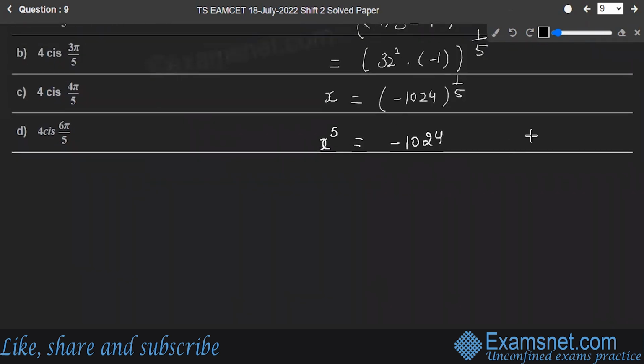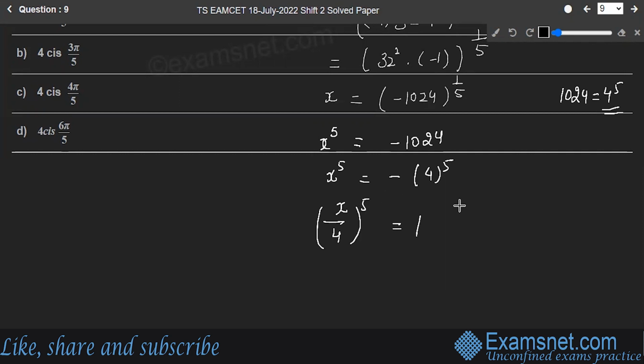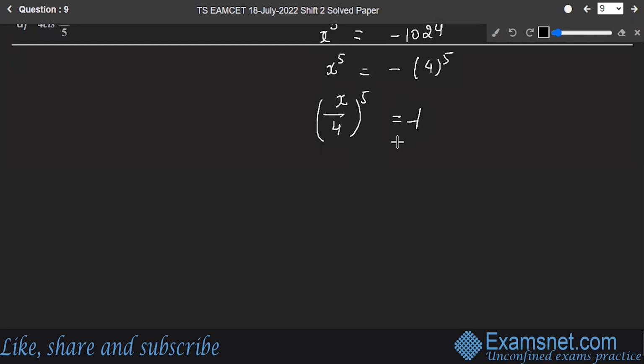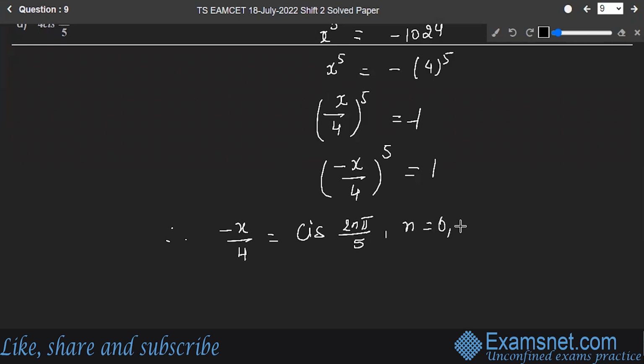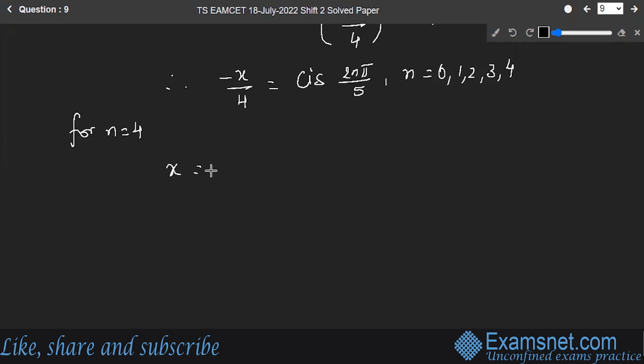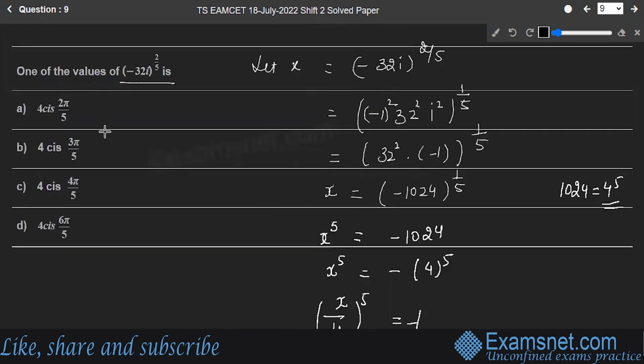Okay. And 1024, this also can be written as, if I'm taking to the powers of 5, this is 4 raised to power 5. So x raised to power 5 is equal to minus 4 raised to power 5, which will give you x upon 4 raised to power 5 is equal to minus 1, sorry. So let's take 1 on this side. You can say minus x by 4 raised to power 5 is equal to 1. Now, therefore, minus x upon 4 is equal to cis 2n pi upon 5, where n is equal to 0, 1, 2, 3, and 4. Now, for n is equal to 4, x is equal to minus 4 cis 8 pi upon 5, which is equal to 4 cis 3 pi by 5, right? Let's check with the options. Here is option B, the correct answer.